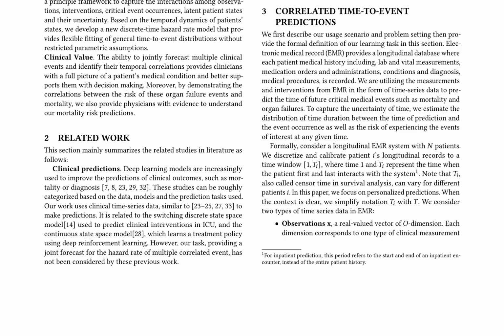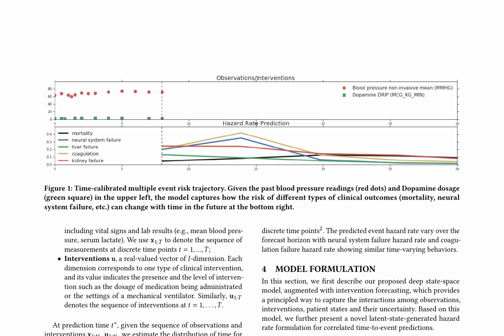The authors focus on personalized predictions and consider two types of time series data in EMR: observations X, a real-valued vector of O dimension, and interventions A, a binary vector of a dimension. The authors propose a time-calibrated multiple event risk trajectory model, which captures the changing risk of different clinical outcomes over time, incorporating past blood pressure readings and dopamine dosage.